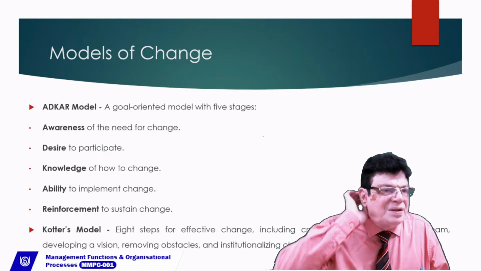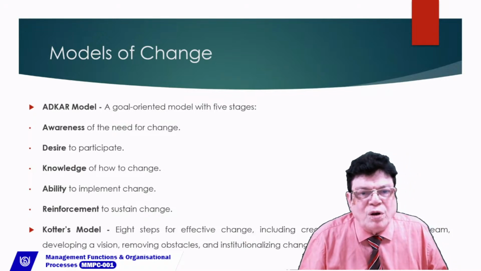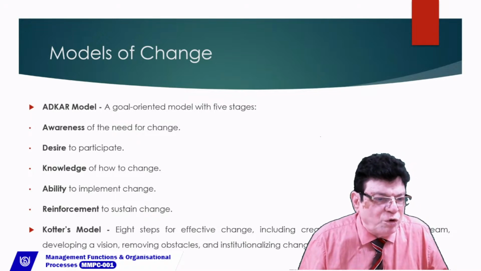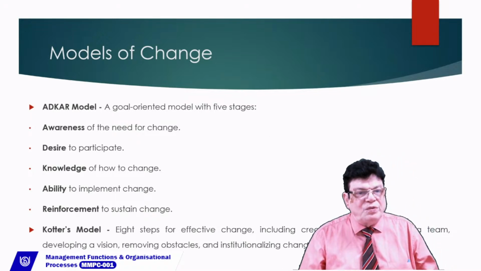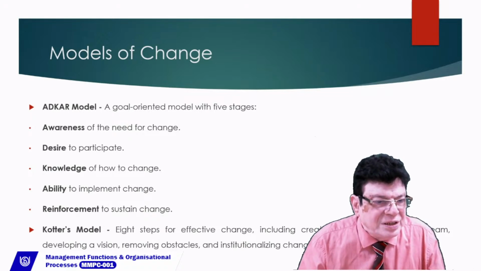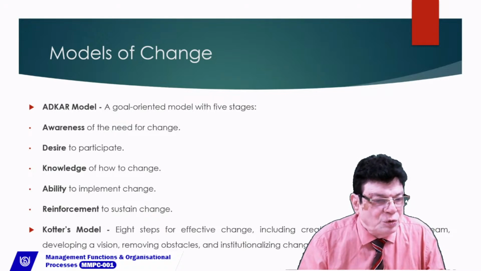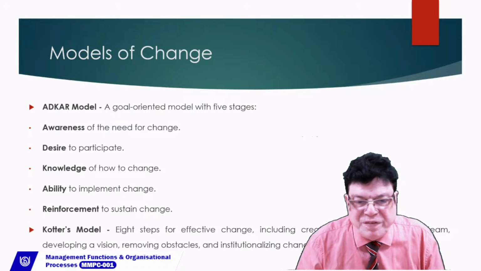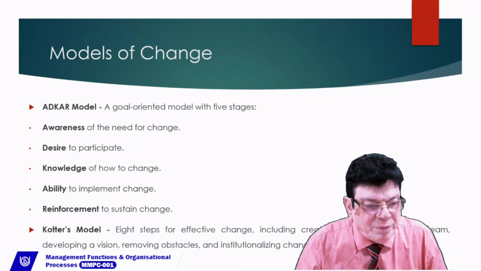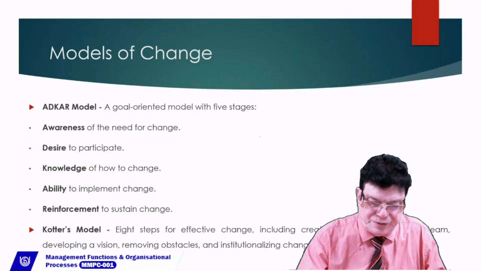Models of change. ADKAR model, a goal-oriented model with 5 stages: awareness, desire, knowledge, ability, reinforcement. So awareness of the need for change, desire to participate, knowledge of how to change, ability to implement change, reinforcement to sustain change. Kotter's model, 8 steps for effective change, including creating urgency, building a team, developing a vision, removing obstacles, and institutionalizing change.